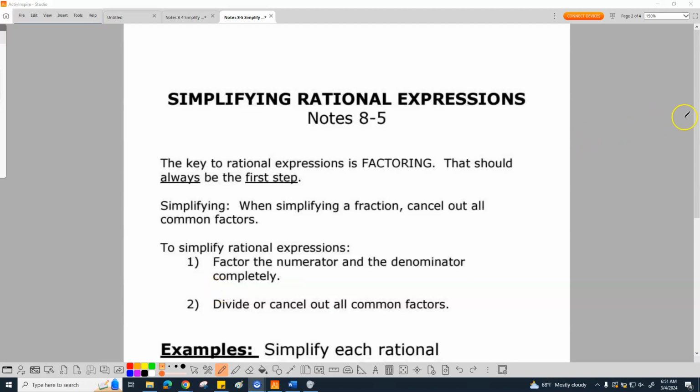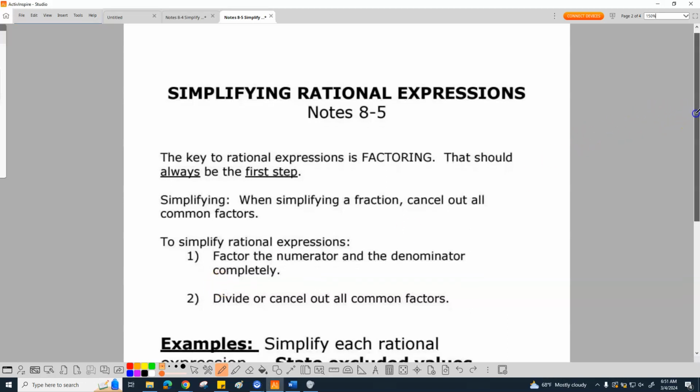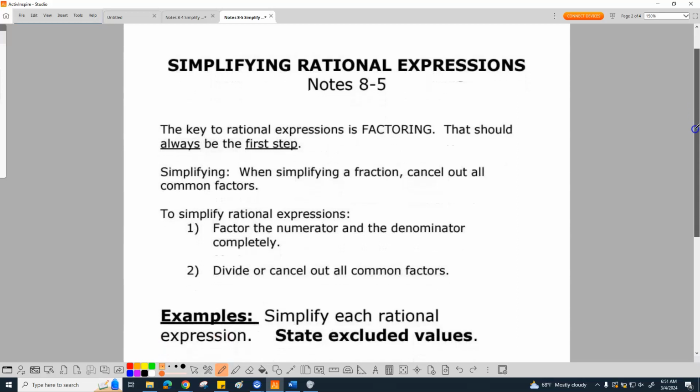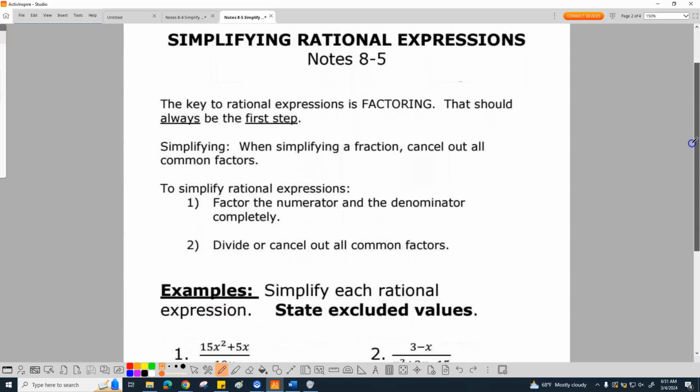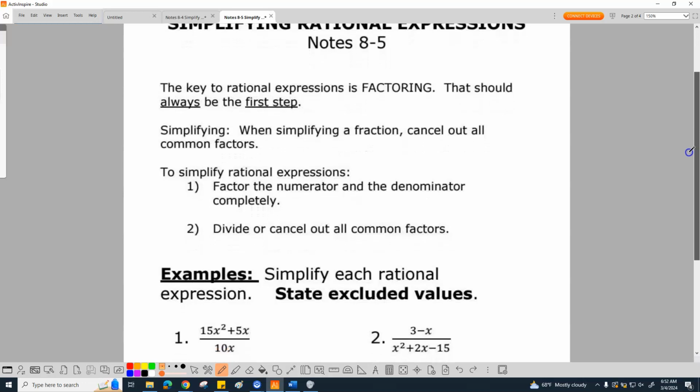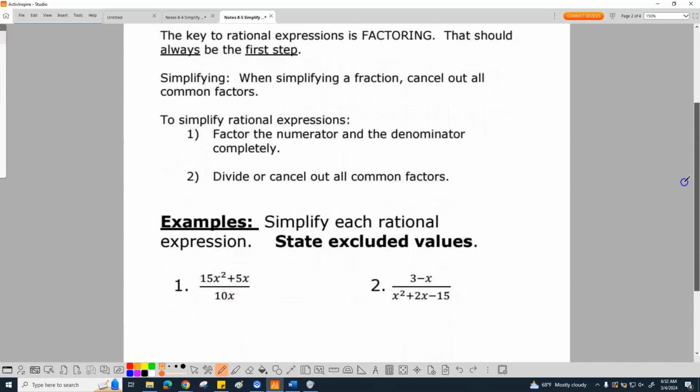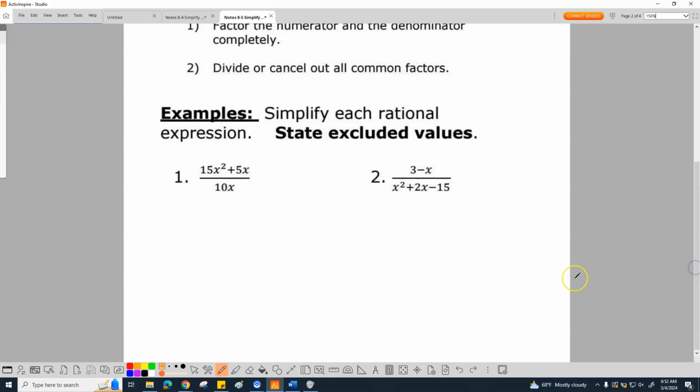All right, Algebra 2, I'm going to make this video quick. We're just doing more of simplifying rational expressions. So the main lecture for this would be on Friday because it's the same thing over and over again, but I'm just going to go ahead and do the work. That way you can have examples for it.